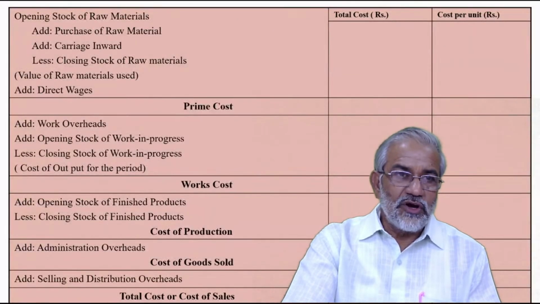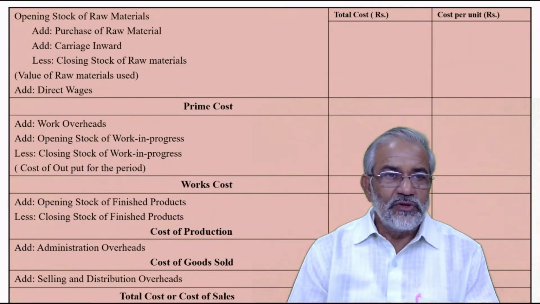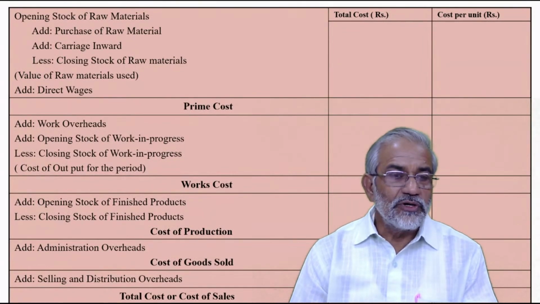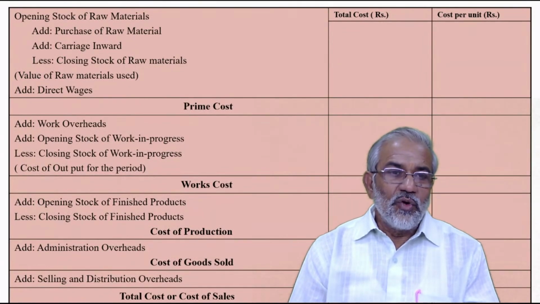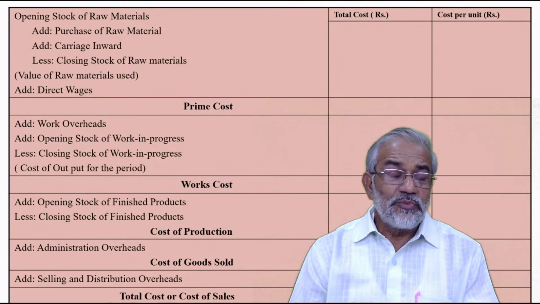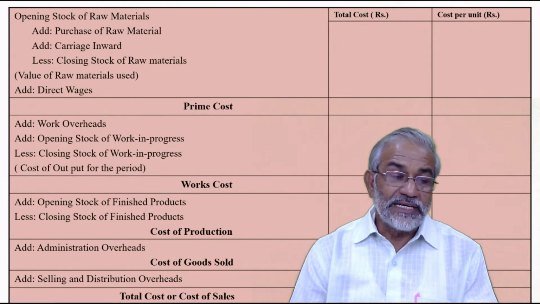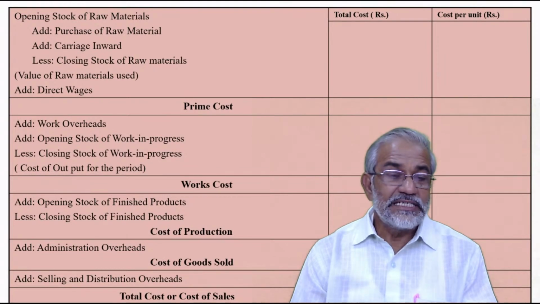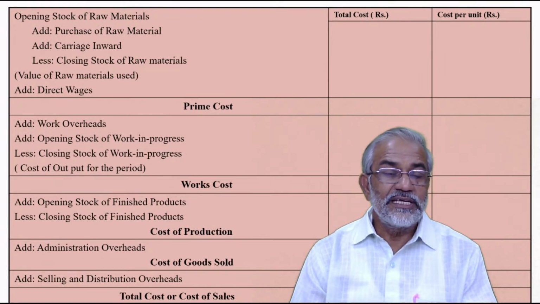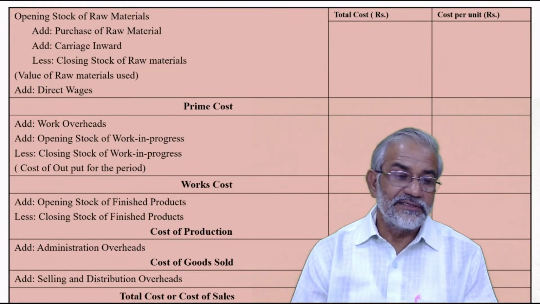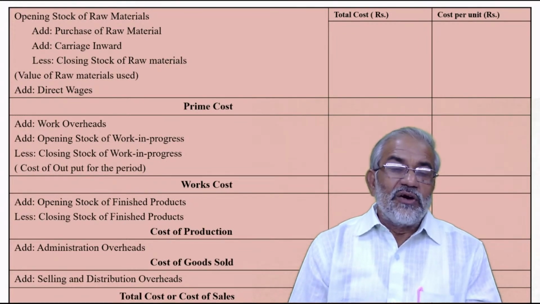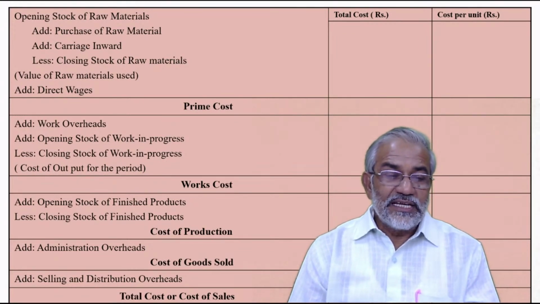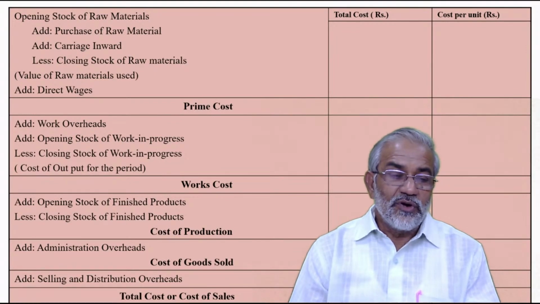Opening stock and closing stock of raw materials will form part of your prime cost. Opening stock and closing stock of work in progress will form part of your factory overhead. And opening stock and closing stock of your finished product will form part of your administrative cost for determination of the cost of production. So all these things have to be taken into consideration while preparing the cost sheet.